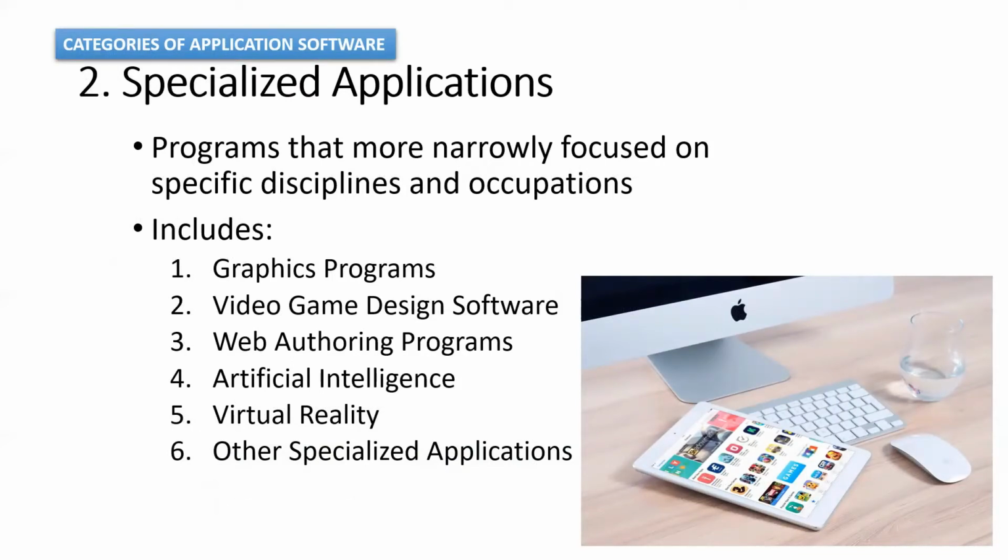Now the second category of application software is the specialized application. When we talk about the specialized, the program that more narrowly focus on specific discipline and occupation. Okay, maksudnya specialized ni orang tertentu saja boleh guna mengikut dia punya pekerjaan. Contoh, kita ada graphic program, video game design software, web authoring program, artificial intelligence, virtual reality and other specialist application.